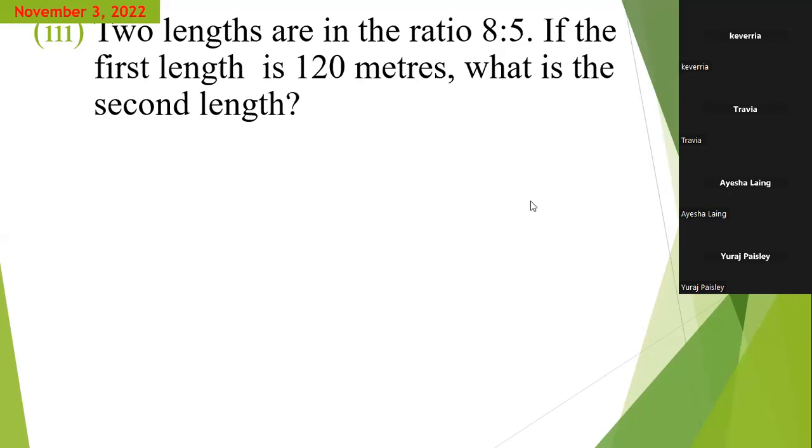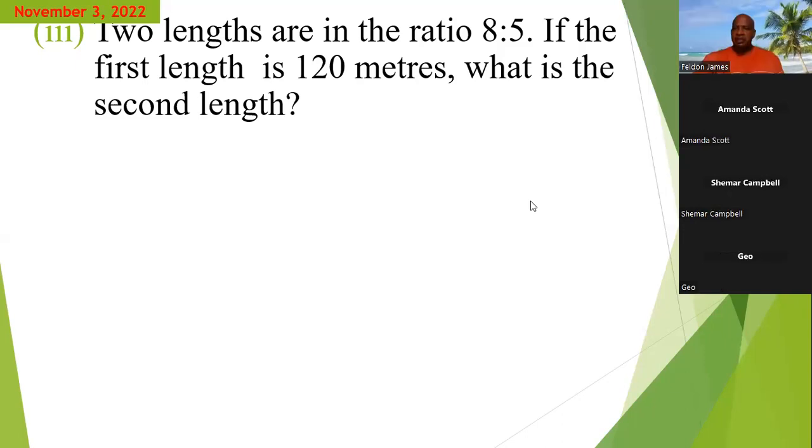All right, who was that? Mr. Giovanni? Yes, sir. Go ahead. Walk me through what you got. The first step, I did put 8/5. All right. So you put 8/5 equal to 120.